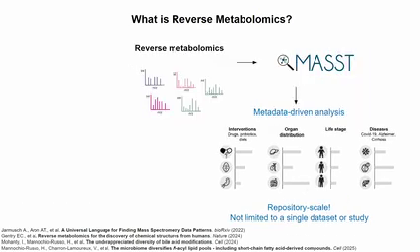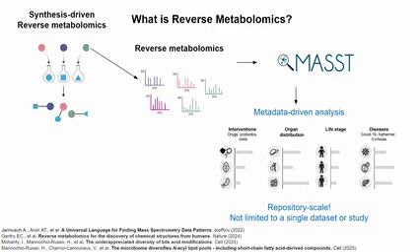There are multiple ways that you can retrieve an MSMS spectrum, right? One approach that we used in the past was synthesis-driven reverse metabolomics, where we hypothesized that some molecule might exist in the biology. We synthesize those, we acquire the MSMS spectrum, and then we start to search the public domain.